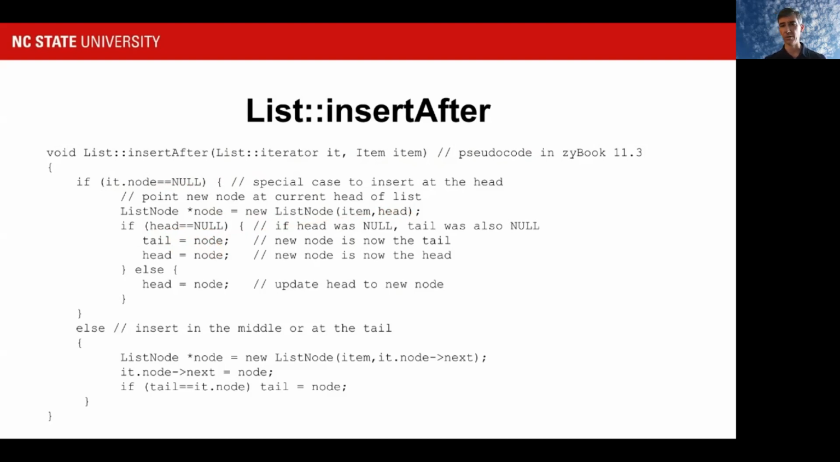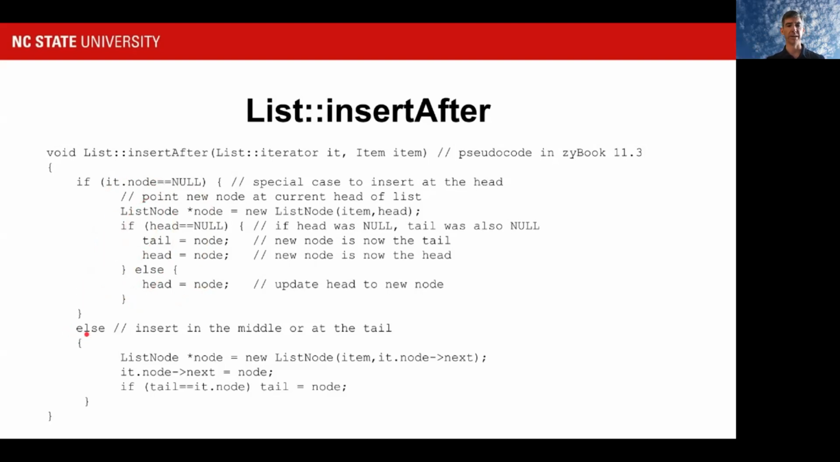But if head is not null, then that means there's lots of things in the list already. I don't need to change the tail. And I just need to update head to point to the node. Okay, so that's the case of the iterator being null, and I'm inserting at the head. I'm either inserting in an empty list or a list with at least one thing.